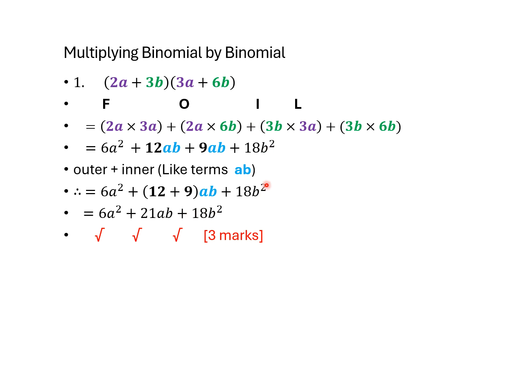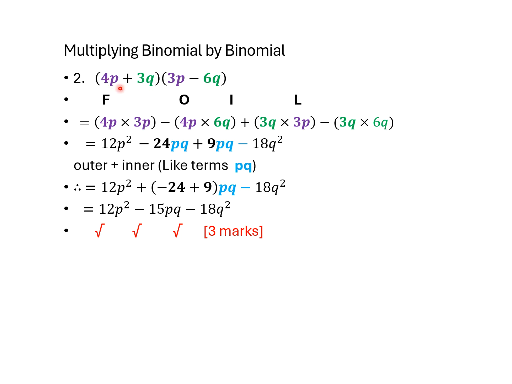This whole process on the top you don't need to do, because in the exam technically they give you the 3 marks for 6a squared plus 21ab plus 18b squared. But you have to get used to this process before you can go straight to the answer. So we're going to be working through the process. This is to make sure you get used to it and can do the sum quicker, so that if you get to more complex problems, you actually have more time to solve them. Right, so let's look at the second problem.